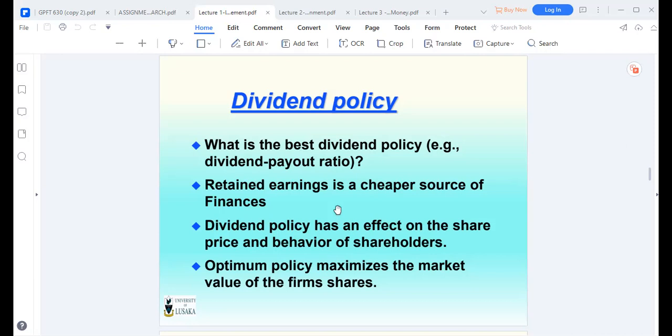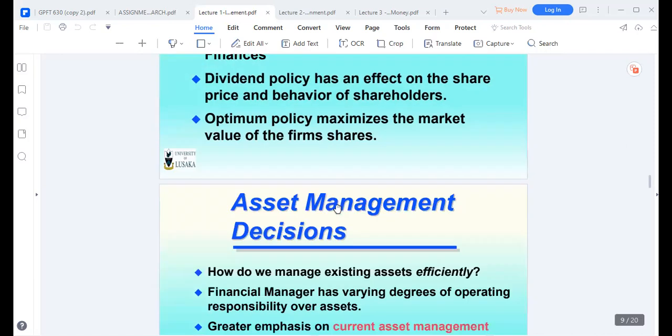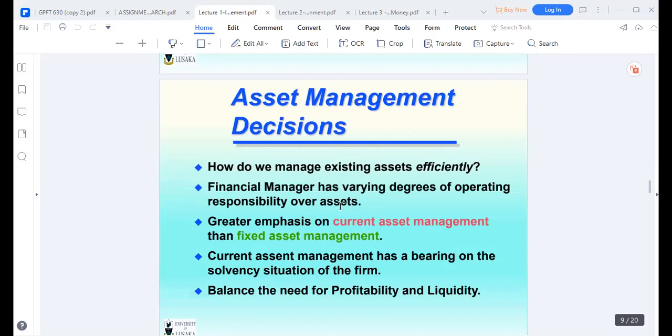So a dividend policy has an effect on the behavior of the shareholders. So finally, the asset management decisions look at how efficient or effective the managers are using the assets.